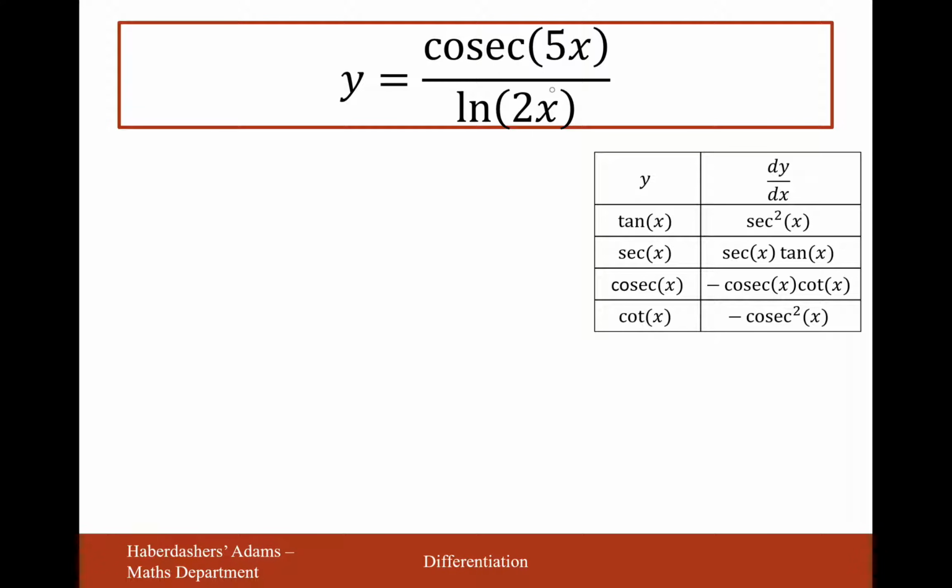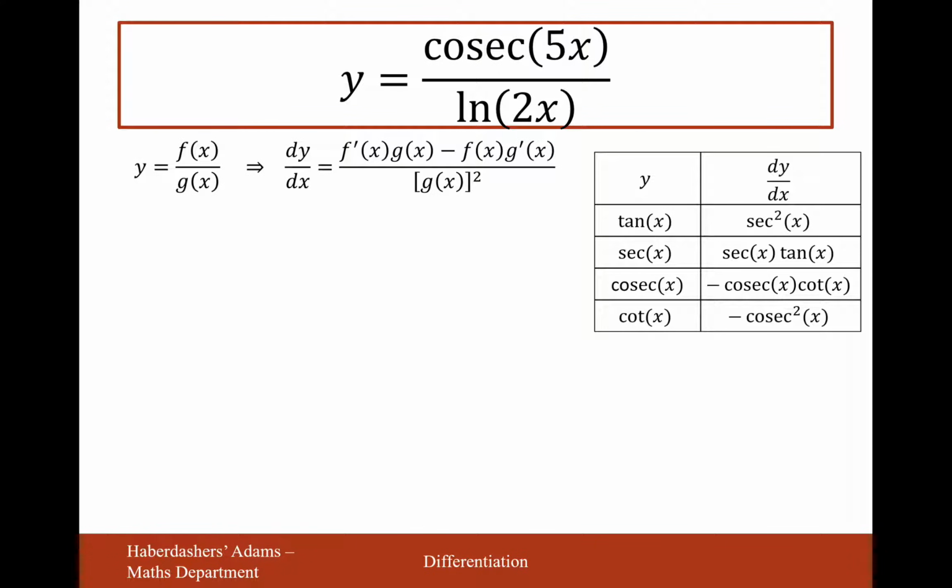This one here, we clearly have a fraction, don't we? So it's quotient rule. We have the top f of x, that's cosec 5x, and on the bottom it's ln 2x. That would be our g function. So let's get started on the derivative of this using the quotient rule. First of all, we need to differentiate the f function. That's the top one, so that's going to be minus cosec cot, but there's a 5 inside there, so that 5 will also pop out to the front, and it will stay inside both of the brackets of our derivative. Cosec 5x and cot 5x.